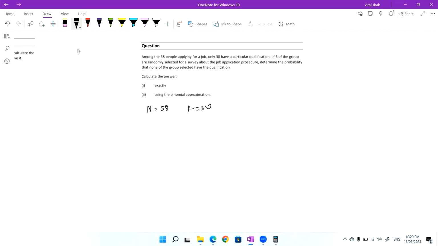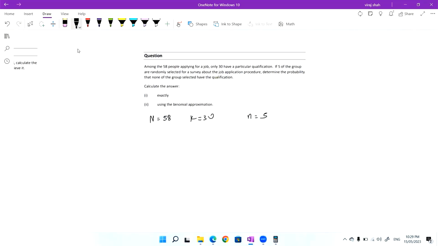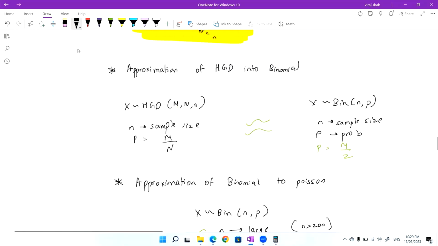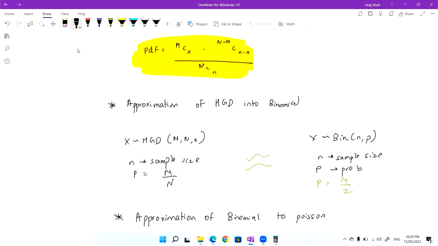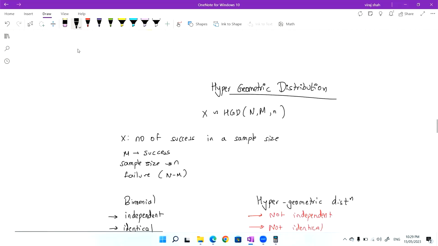If 5 of the group, so you are taking a sample of 5. So sample is n, which is 5. This is your population, this is your main data. Capital N comes from your main data, or you can write it down here. And small n is nothing but your sample size on which you will calculate your probabilities.